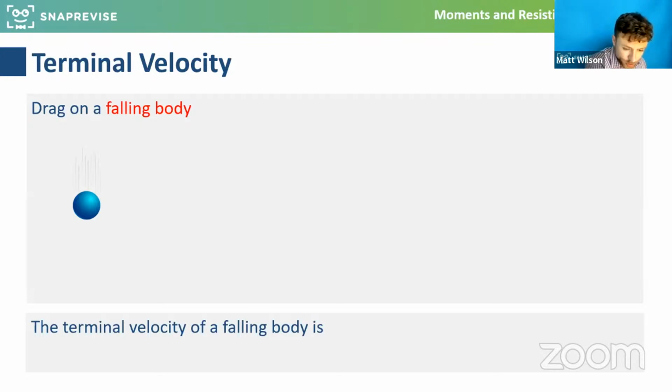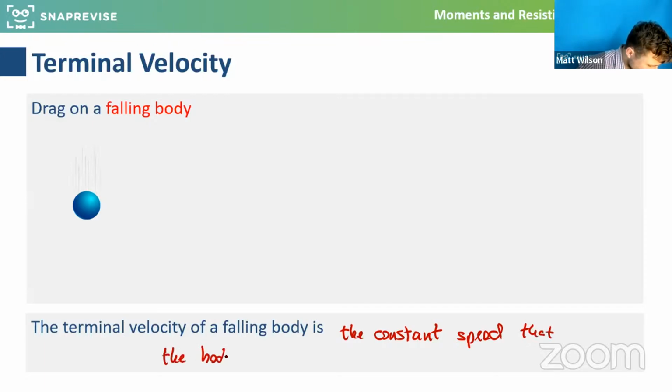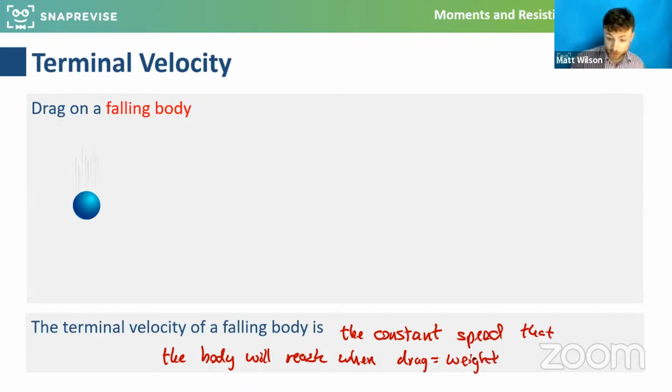The terminal velocity of a falling body is the constant speed, and we'll explain this as we go. It is the constant speed that the body will reach when, so something happens here, when drag equals weight. Okay, so now this slide is going to be about unpacking this sentence. The constant speed that the body will reach when drag equals weight.